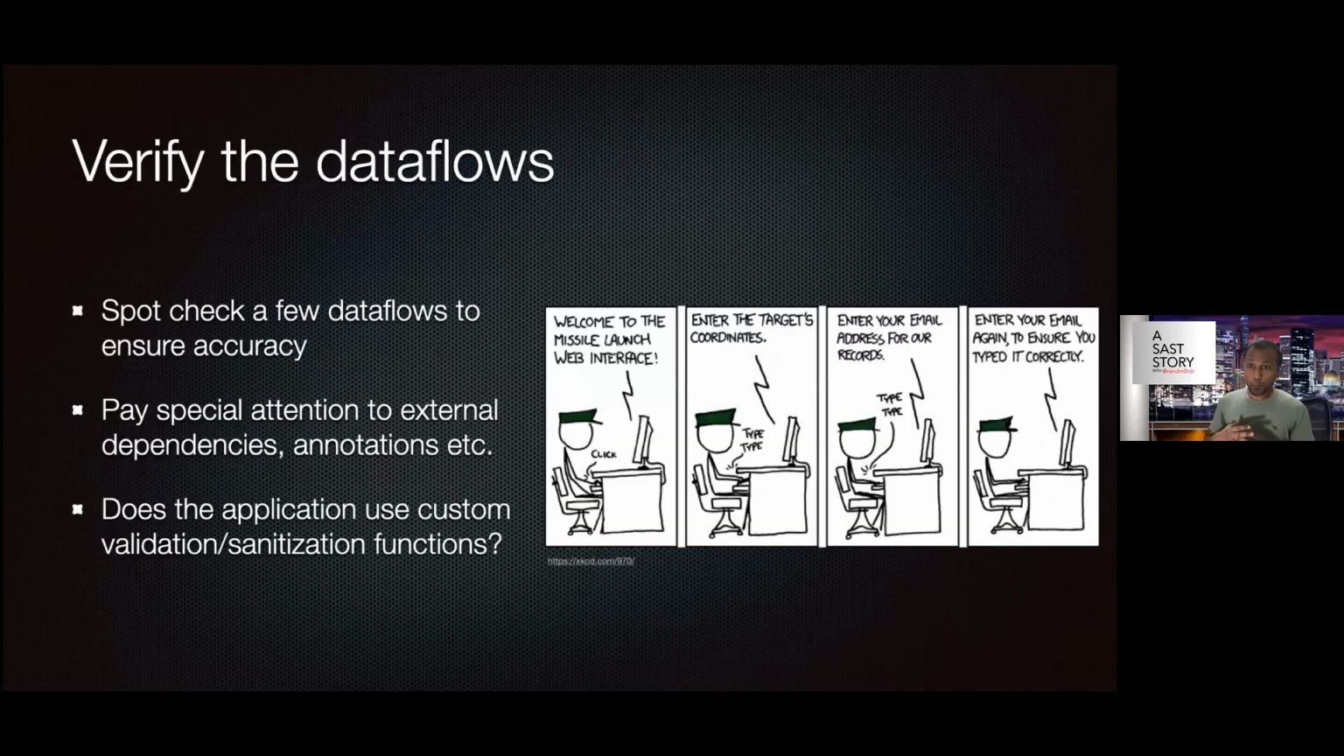Next, verify your data flows. Since you are starting small, hopefully it's easier to do a few spot checks, but look out for those pitfalls that we just mentioned. Is your application defining annotations or middleware classes or external dependencies that are injecting code in some way, shape, or form? Just having an idea of how the application is working would help identify those gaps. Also, are there any custom validation or sanitization functions, as we discussed before?